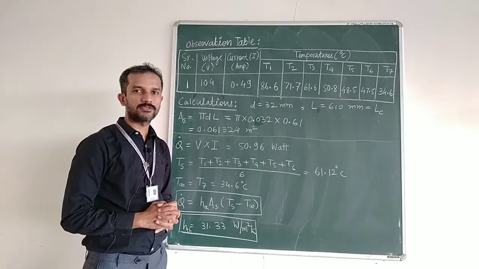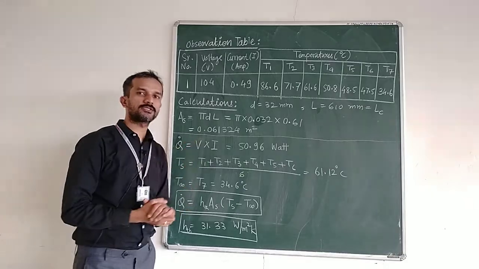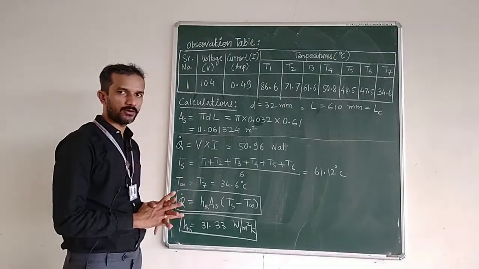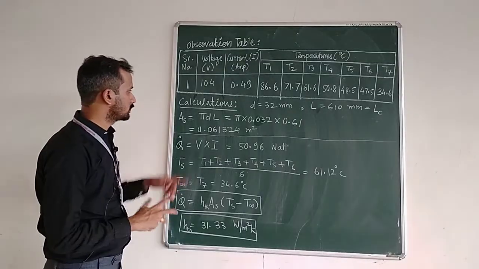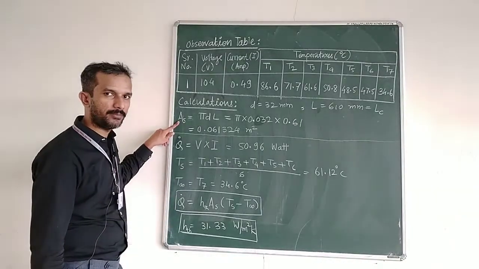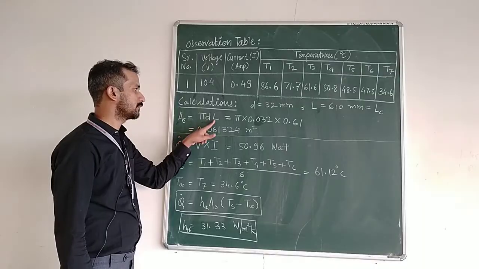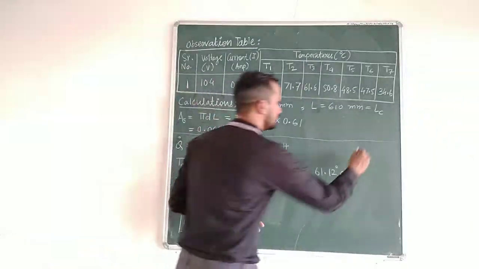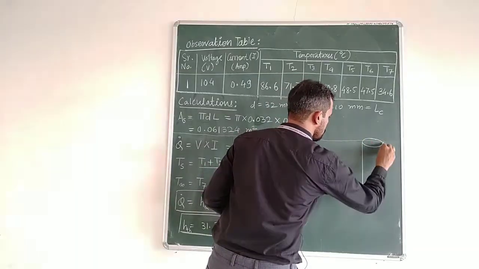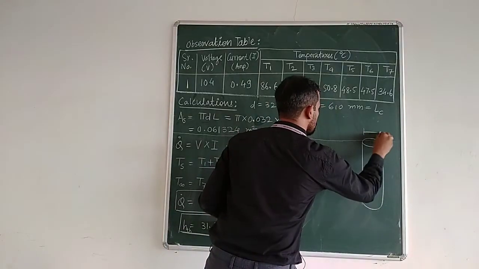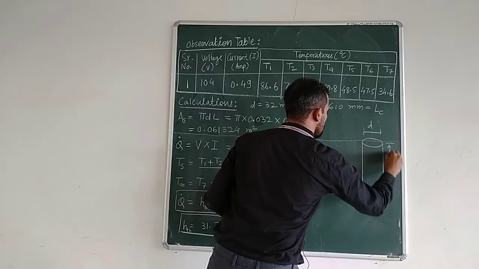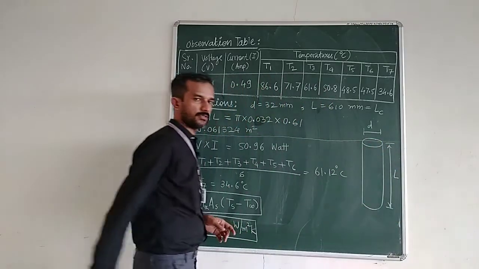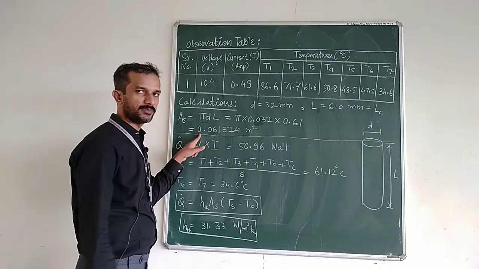Now let us go for calculations. The first part of the calculation is to obtain the theoretical heat transfer coefficient. That is the simplest way to find the heat transfer coefficient. So the surface area of the tube can be obtained by pi d, the perimeter, multiplied by length. If you see, this is a tube, so this is your diameter and this is your length. So pi d into L is the surface area, which can be obtained in meter square.